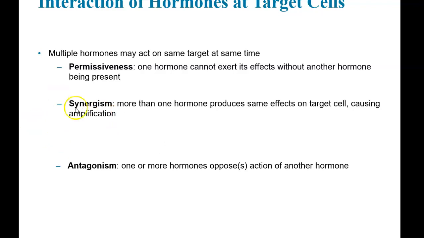Antagonism is when one or more hormones oppose the action of another hormone. An example for this is insulin and glucagon, because insulin is there to decrease blood sugar levels, and glucagon is there to increase blood sugar levels.